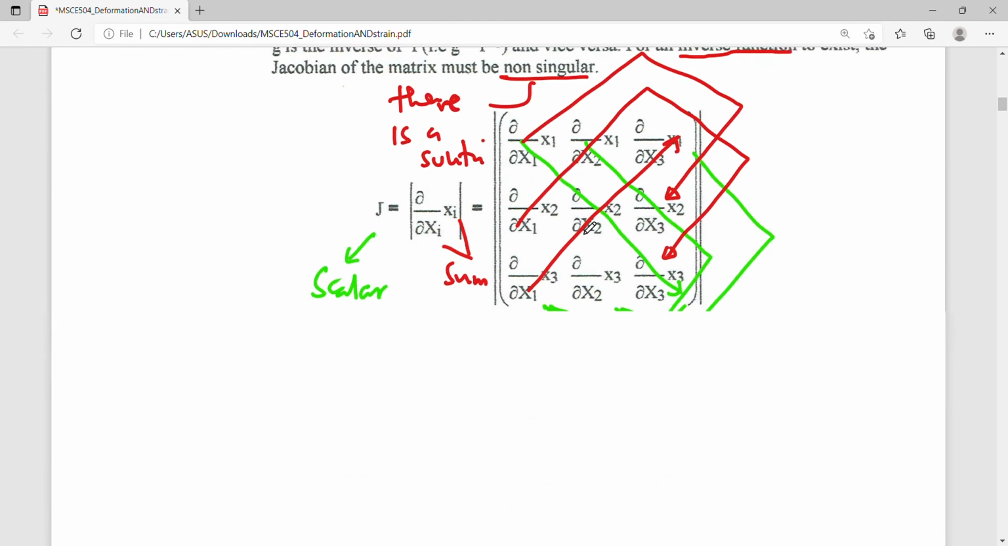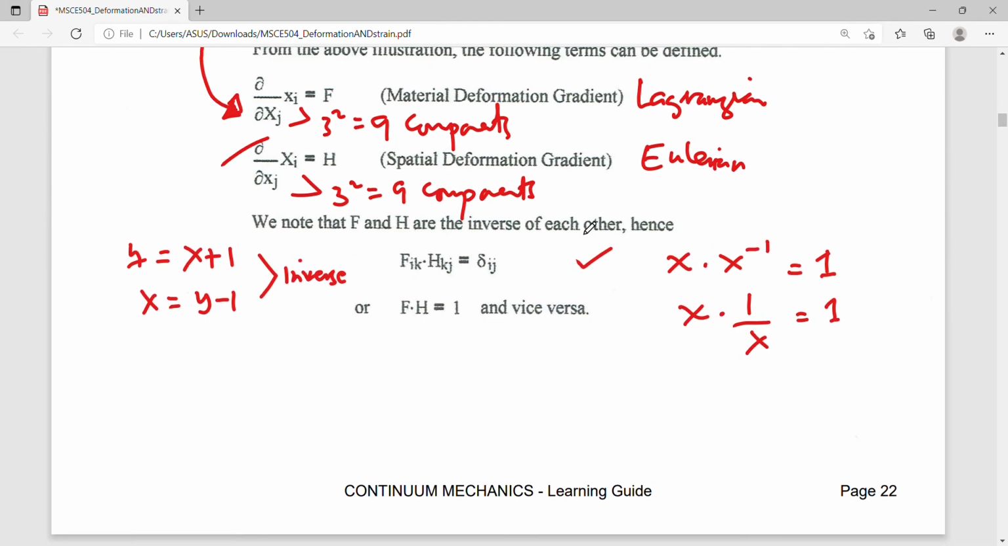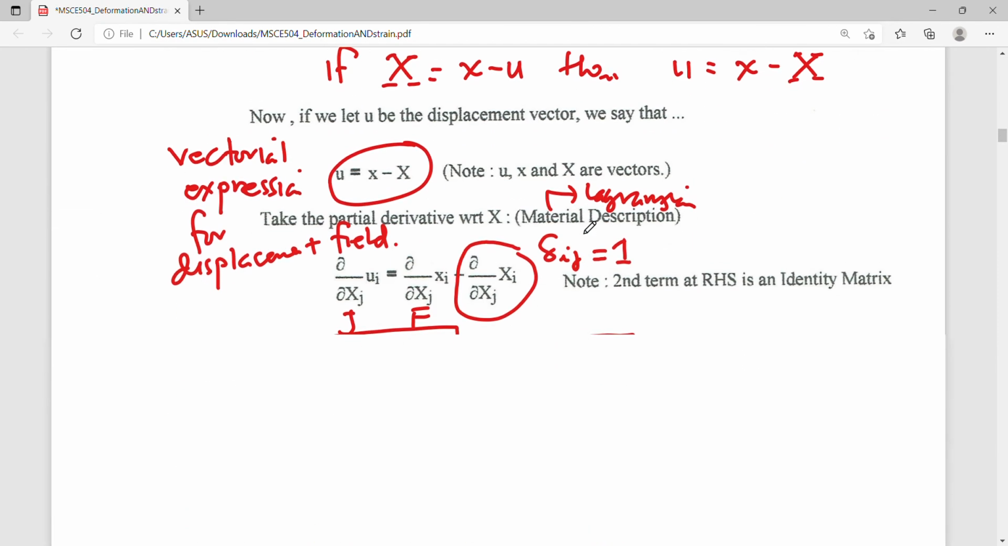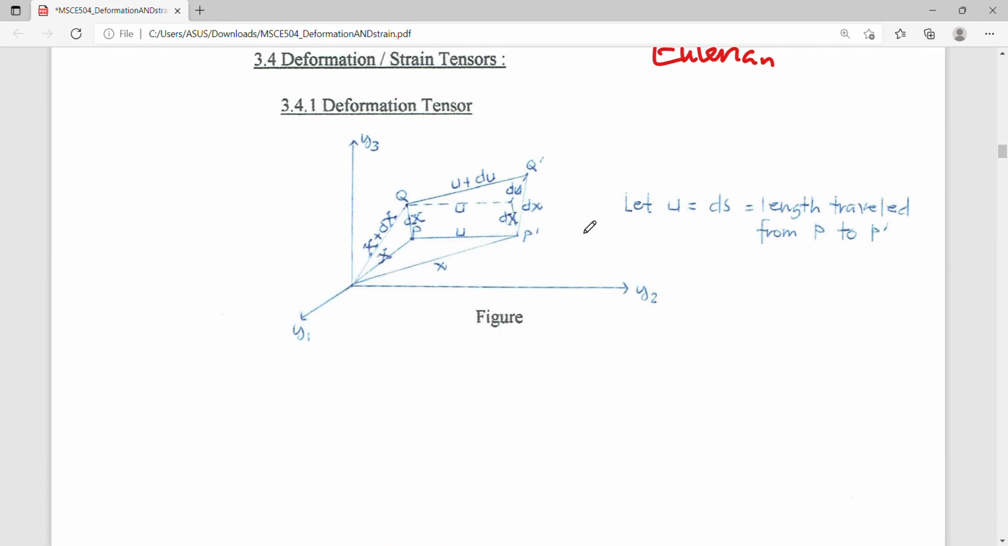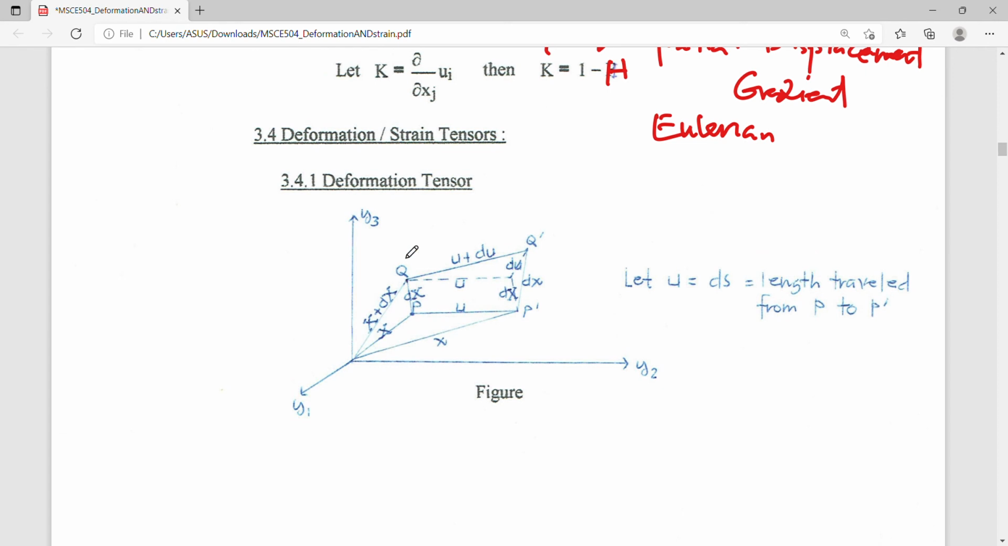So that's it for the introduction on deformation and strain. We will continue some more of the concept of determining and deformation tensors in the next video. Thank you very much for listening.